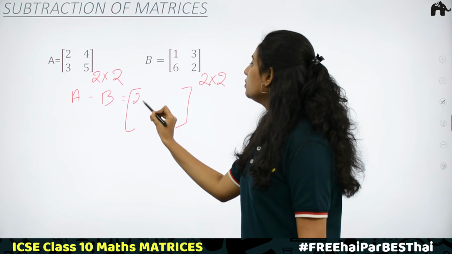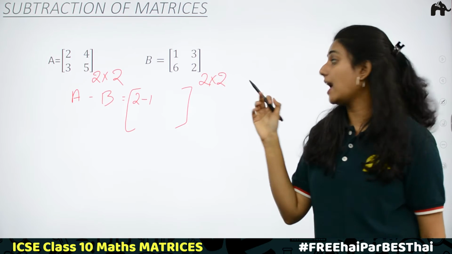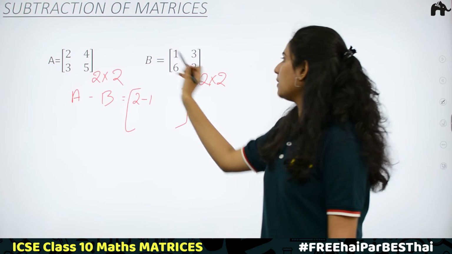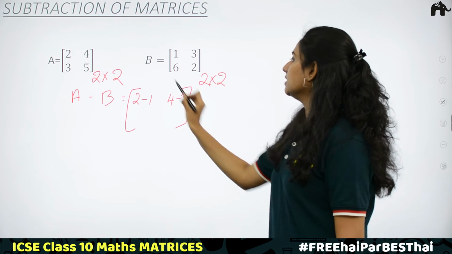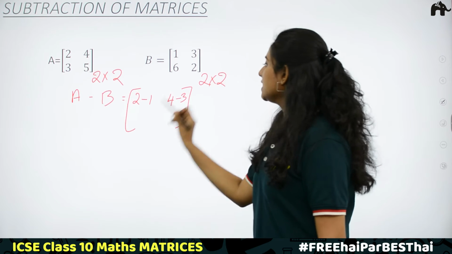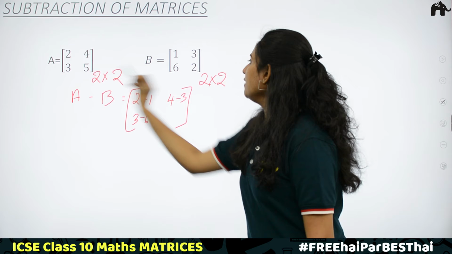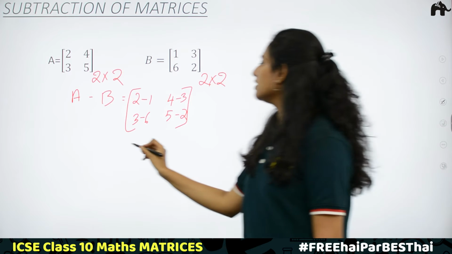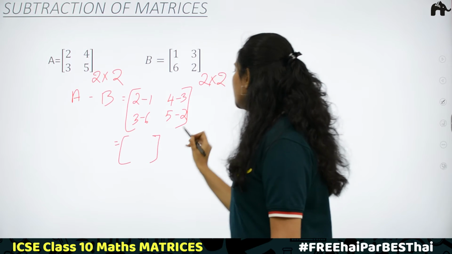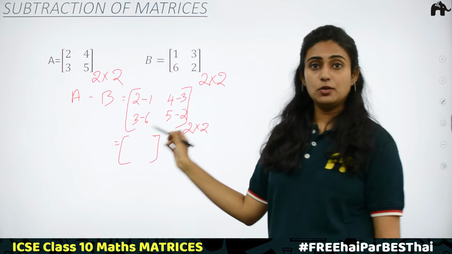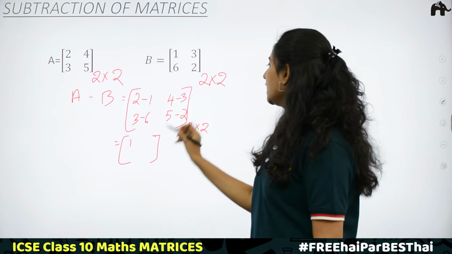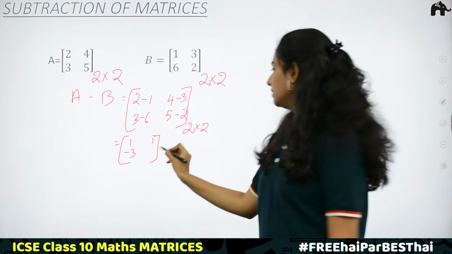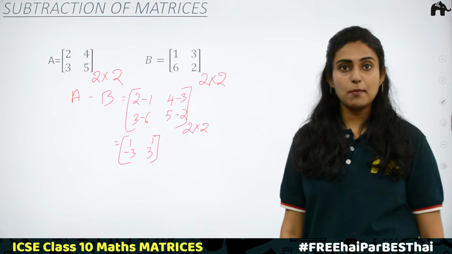First element, 2 minus 1. Subtract. In that case, we did addition. We added the corresponding elements. Here, we are going to subtract the corresponding elements. 2 minus 1. Then, 4 minus 3. 3 minus 6. And 5 minus 2. This is how you will perform subtraction. Then, what is the matrix? A minus B will be a 2 by 2 matrix. 2 minus 1, 1. 4 minus 3, 1. 3 minus 6, minus 3. 5 minus 2, 3. These are the elements of A minus B.